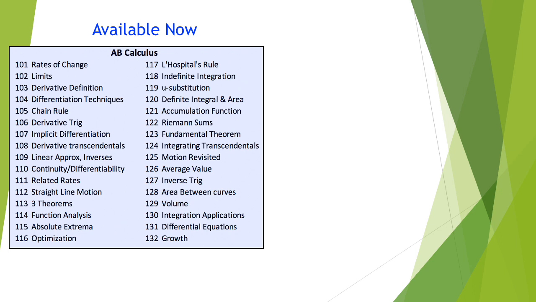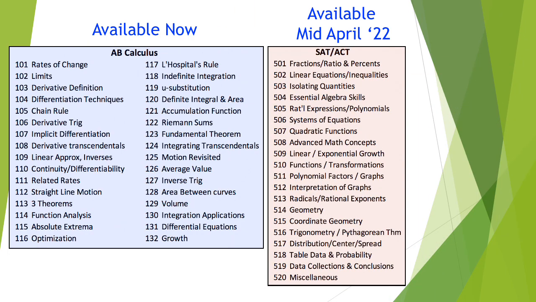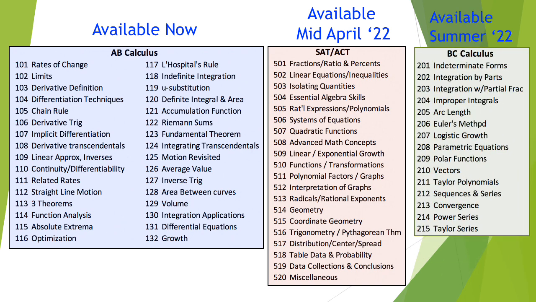As of now, Digital is available for AB Calculus and has 32 topics. Approximately mid-April of 2022, the SAT/ACT version of Digital will come online. There will be no announcement. One day, a Digital SAT page will simply be added to the Digital page on the MasterMathMentor website. After that, BC Calculus will come online. We will make this available as puzzles are completed.